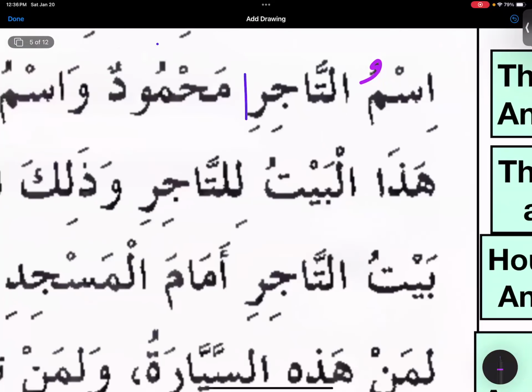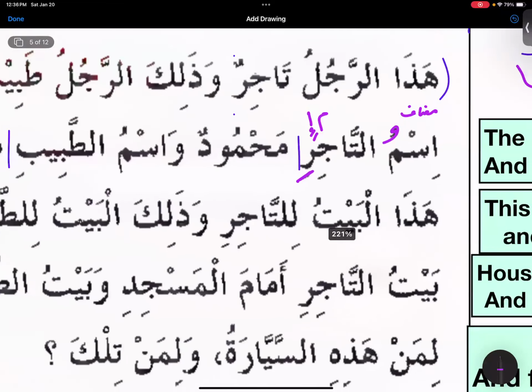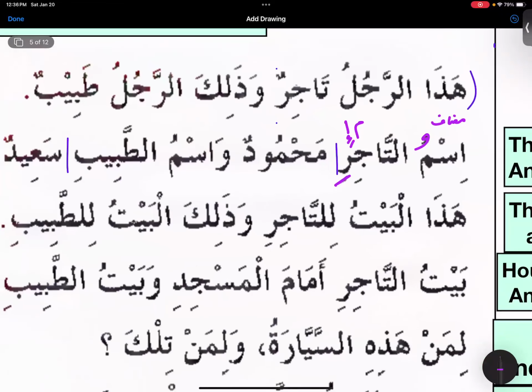So next ism is what? Tajiri. Right? So this is mudaf, and At-Tajiri is my mudaf ilayhi. Now, Ismu Tajiri, the name of the Tajir, Mahmoodun. Now you tell me, is there any relation between At-Tajiri and Mahmood? Are they creating any fragments? No. So then there is a break in the chain.